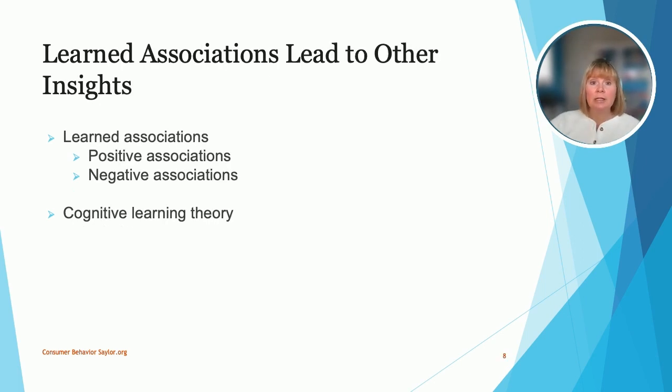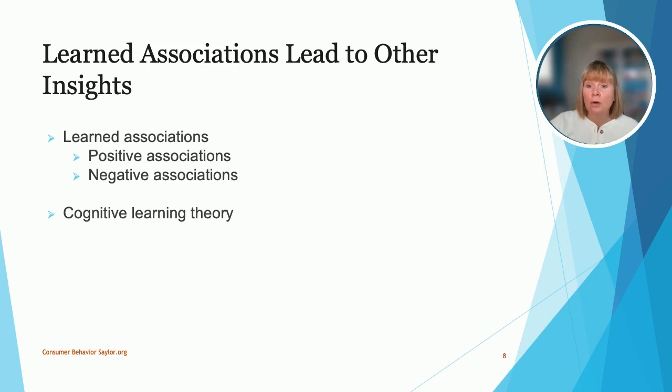Learned associations lead to other insights. Consumers may develop learned associations through marketing. For example, if several times a day you see an advertisement for Pepsi, by the end of the day, you may crave that soda. So understanding these learned associations is important when you're developing a marketing strategy for a product or service. Once a consumer connects with a particular product, they may be more likely to try other products associated with that brand, and this will lead to brand loyalty. In addition, the more people that are interested in a certain product, the more popular that product may become.